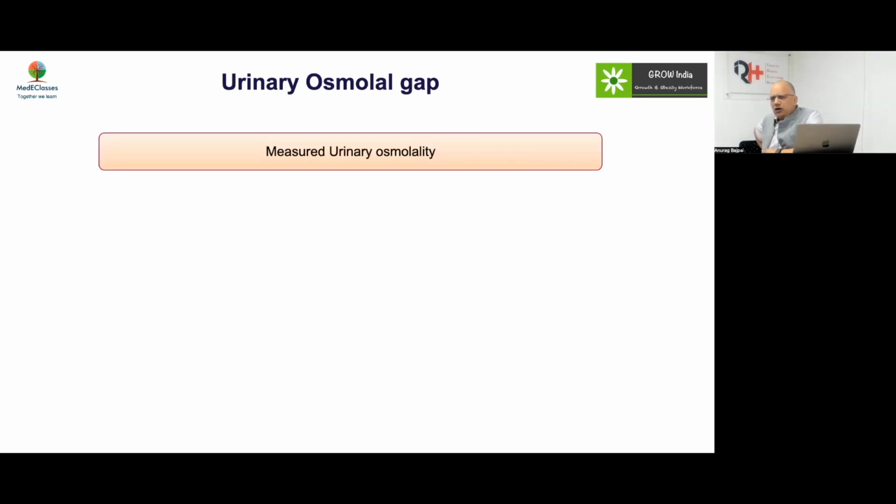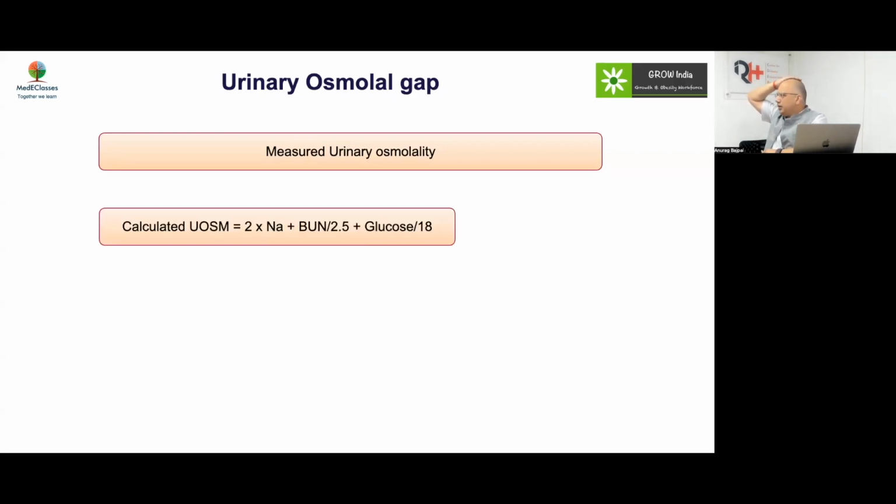Now, when you say urinary osmolar gap, you are measuring the difference between the measured urinary osmolality versus the calculated urinary osmolality. So you basically calculate the same way. You multiply sodium by 2, potassium by 2.5 and glucose by 18. If you just want to use sodium, what formula will you use for urinary osmolality? 4 times urinary sodium is usually the osmolality.